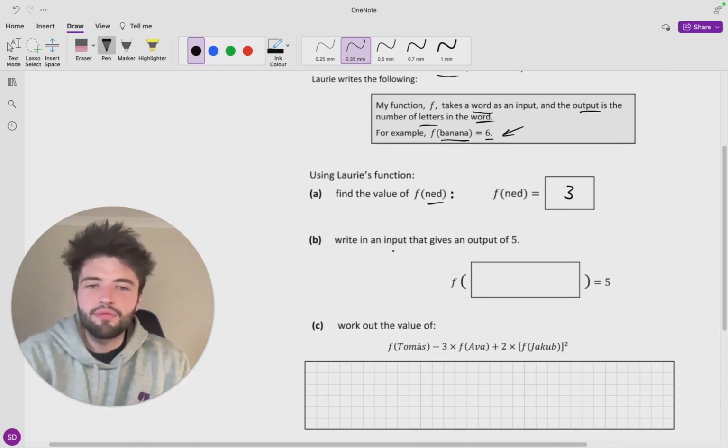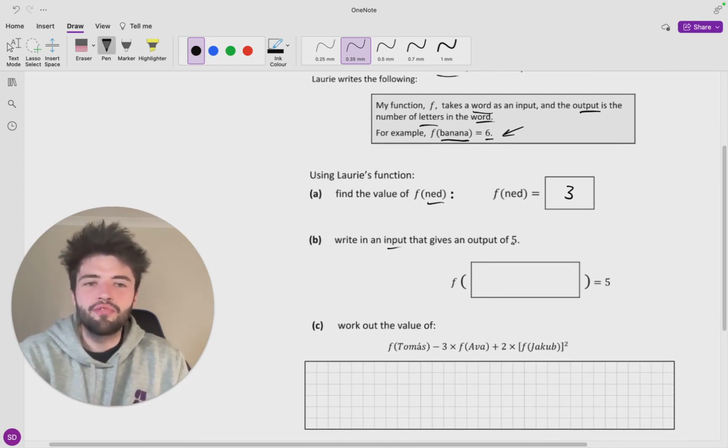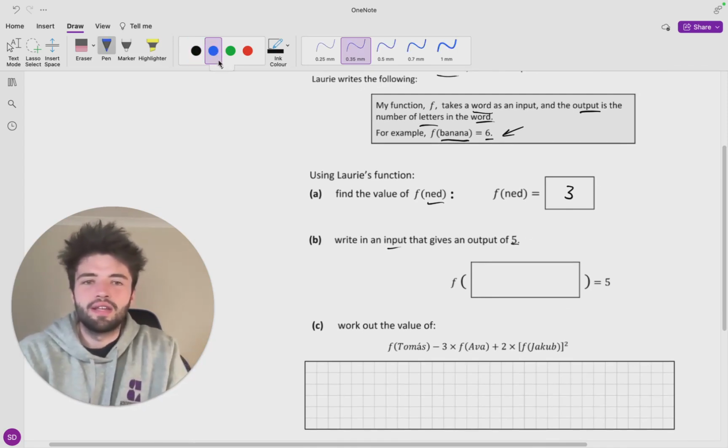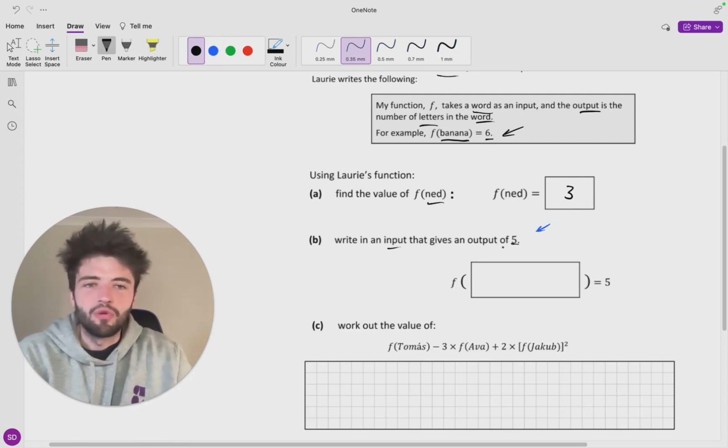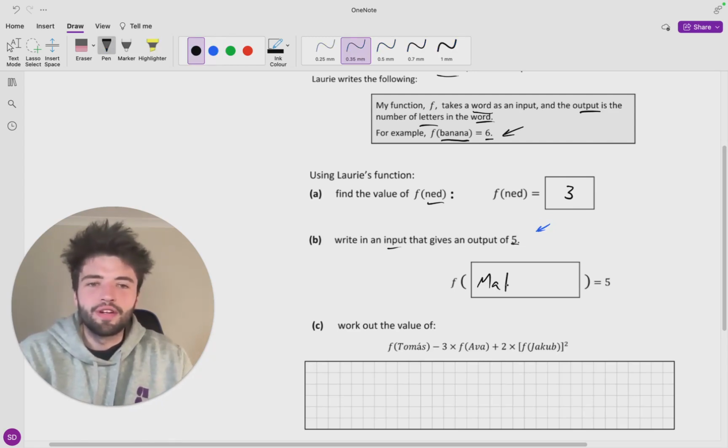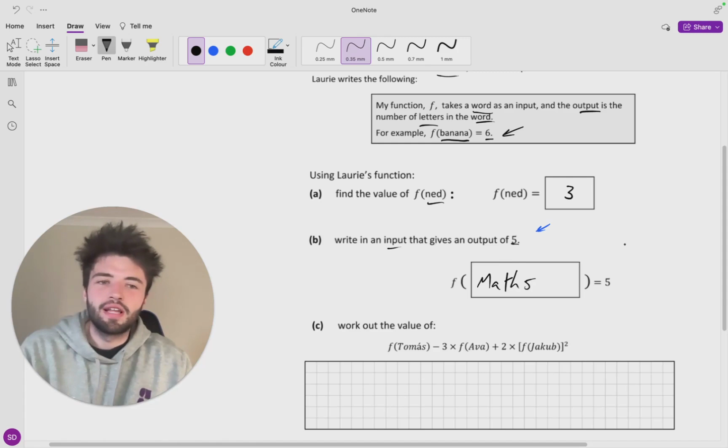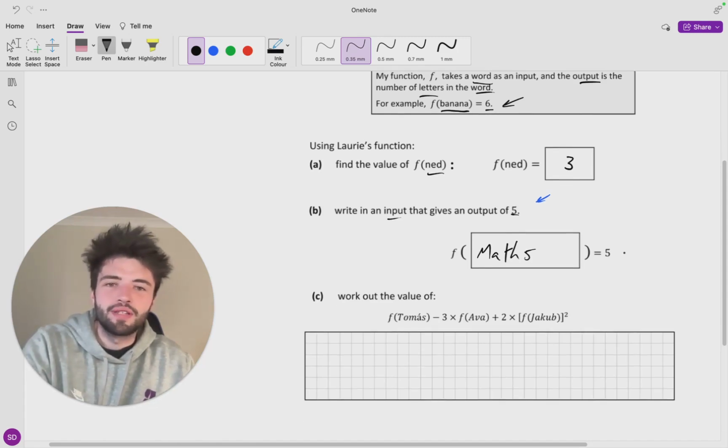And then for part B, we're asked to write an input that gives an output of 5. Another way of saying this is just choose a 5-letter word that you could put in to get this answer. I can come up with the word now. I think an appropriate word, given what we're doing here, would be maths, because maths has 5 letters. So that's a fine choice of word for this part B.